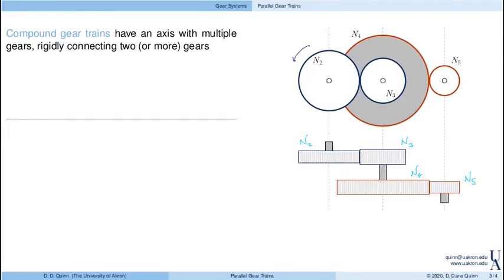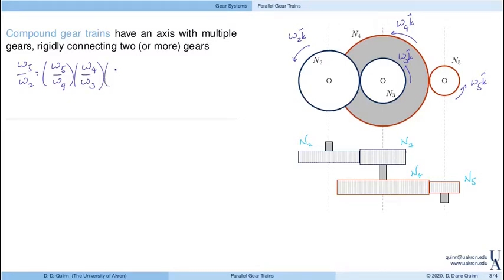So once again, defining all of these directions as omega 2, this will be omega 3. I'm going to go ahead and define omega 4 as well, even though they're the same. Omega 5 is then defined like so. If I want the gear ratio for this train, it's omega 5 divided by omega 2. Well, just like we did before, omega 5 divided by omega 4, let's look at these gears in pairs. So 4 and 3, and then 3 and 2.